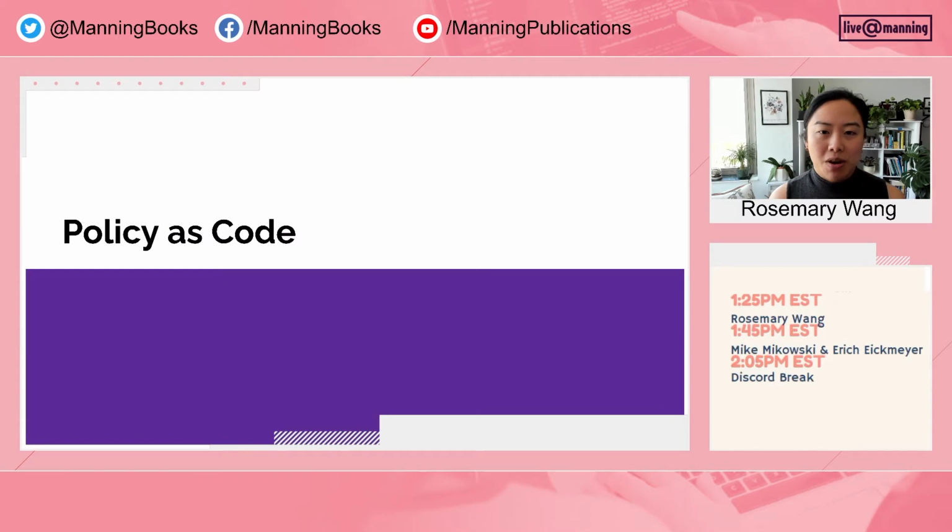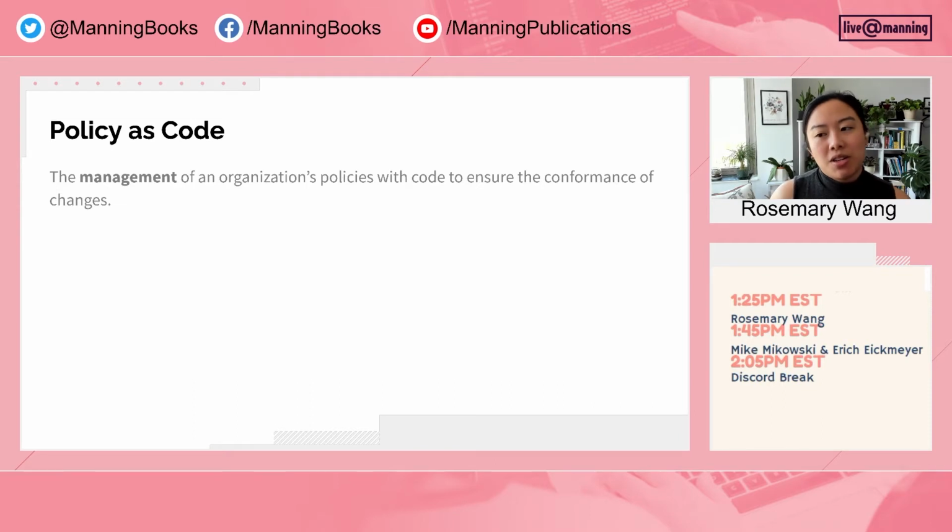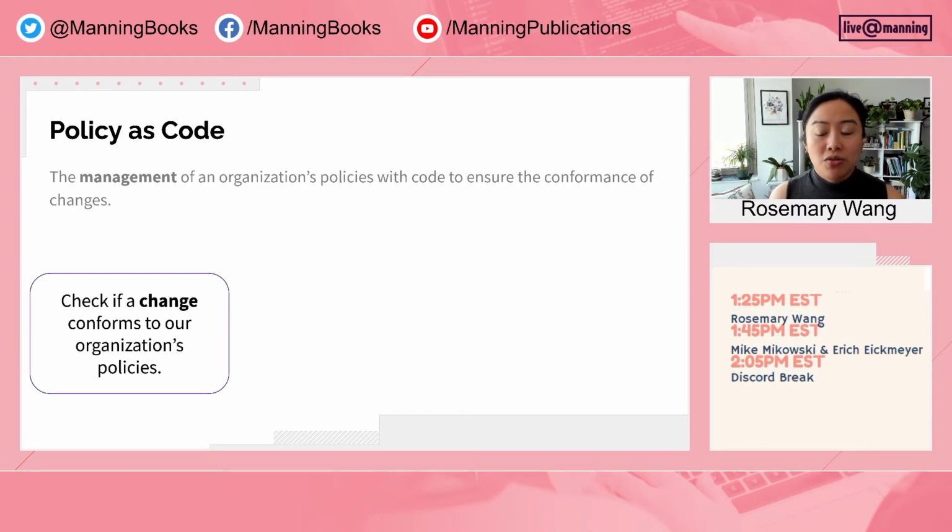So how do we solve this problem? Well, one solution is to use something called policy as code. Policy as code is the management of an organization's policies with code to ensure the conformance of changes. So if you can imagine this process, the idea is that you want to first check if a change conforms to our organization's policies. This is a little bit counterintuitive, right?